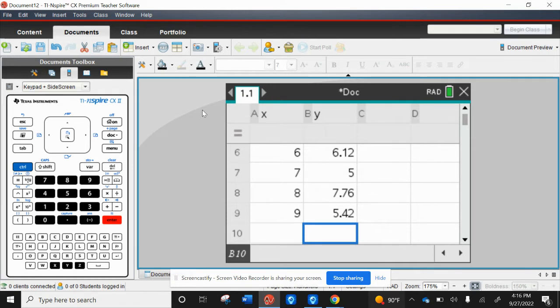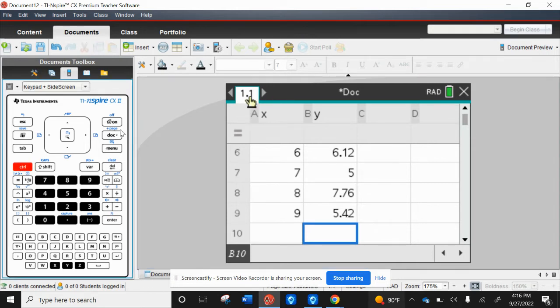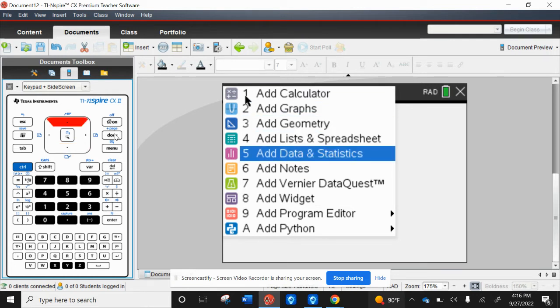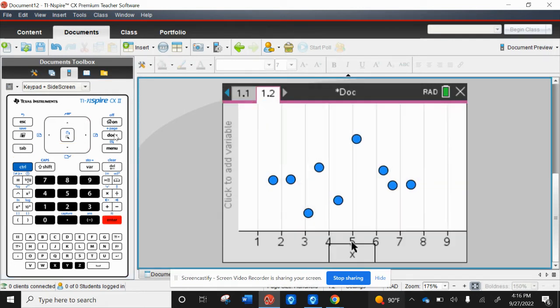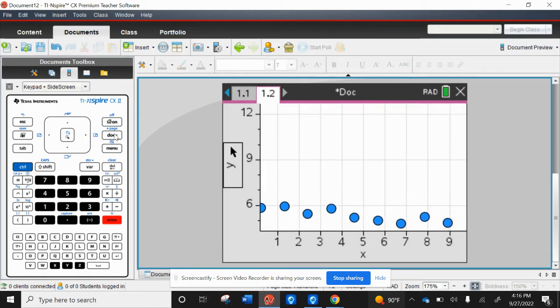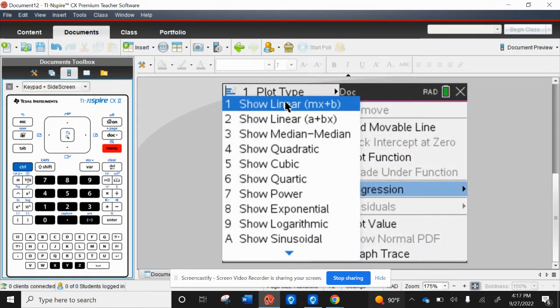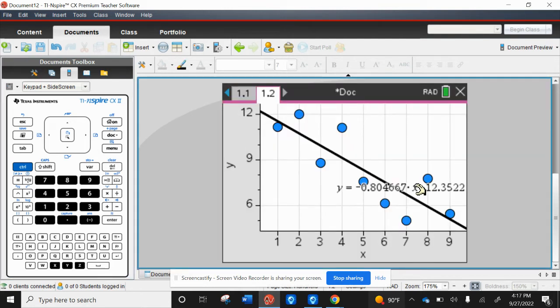All right, now this one's a little different in that you're going to go to Control Doc number 5. You're going to do Tab X, Tab Y. You're going to do Menu, Analyze Graph, Regression, Show Linear, and you want the mx plus b. All right, we're going to move the equation so we can see it easier. And we're going to round to 1 decimal place. So our equation is y equals negative 0.8x plus 12.4.